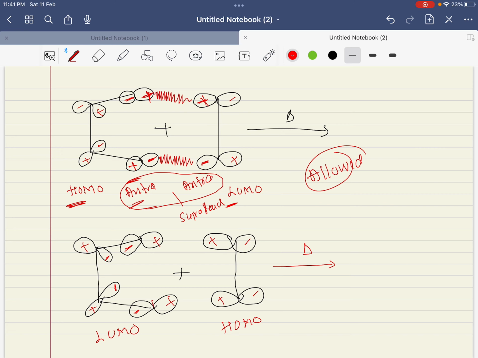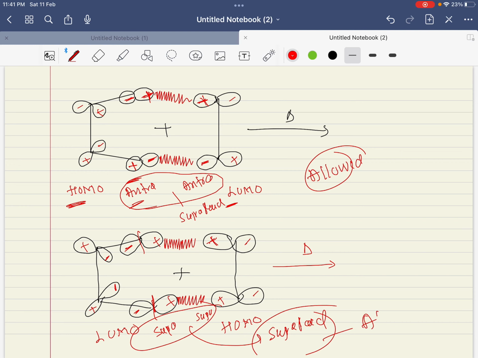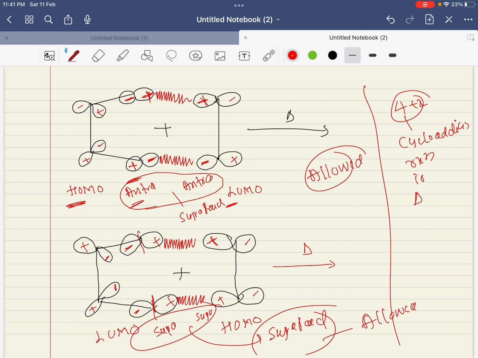Look at here, both are positive at one side, which means it is supra. Both positive are at one side, so this is also supra. So this is supra addition. The overlap is happening between the same phase of the pi system, which means this is suprafacial. Suprafacial means you know that it is allowed. So what is the conclusion here? The 4 plus 2 cycloaddition reaction is thermally allowed.